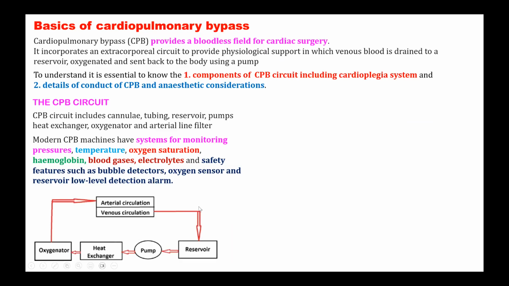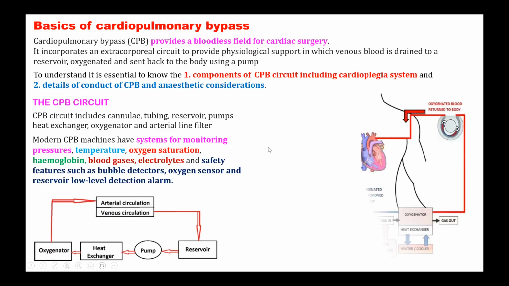Now this is a very simple diagram which will help you. Through the venous cannula circulation, you drain the blood into the reservoir. Then you pump the blood into the heat exchanger and oxygenator, and through the arterial line, you send it back into the aorta through arterial circulation. So this is a very, very simple diagram with which you can remember the components of cardiopulmonary bypass.